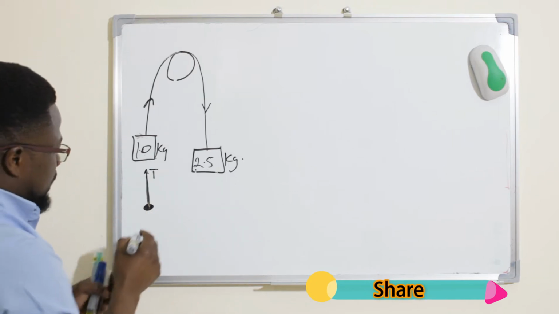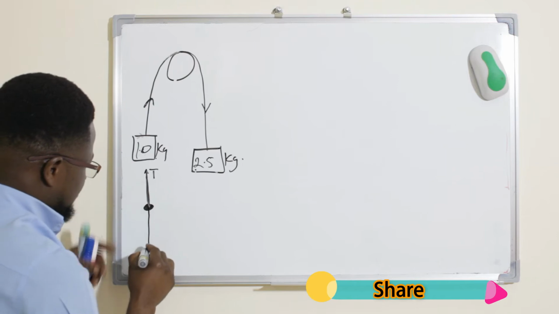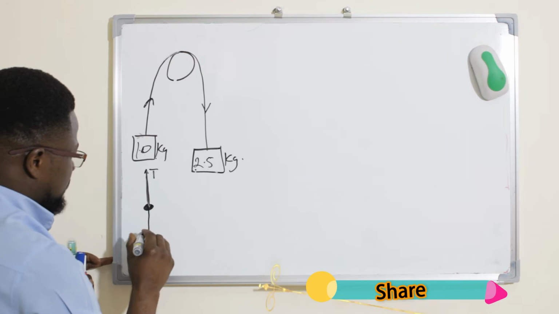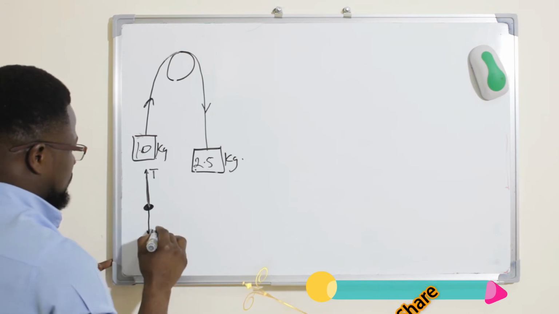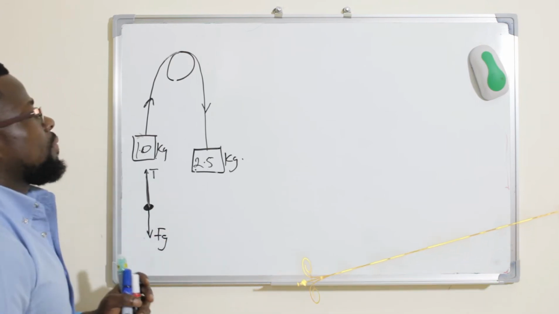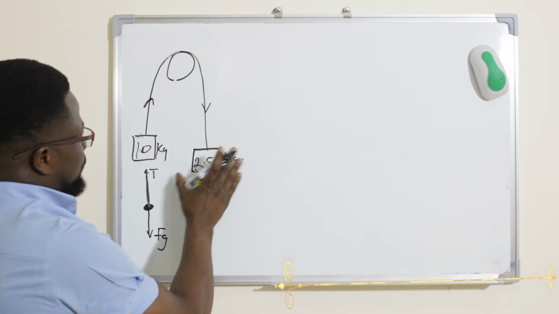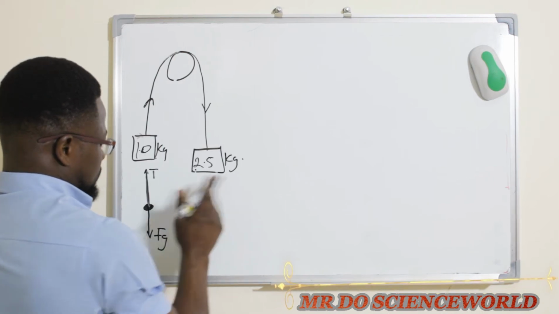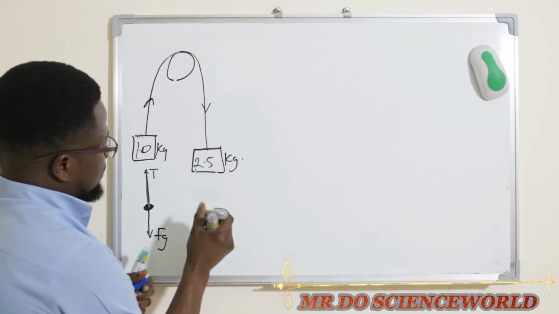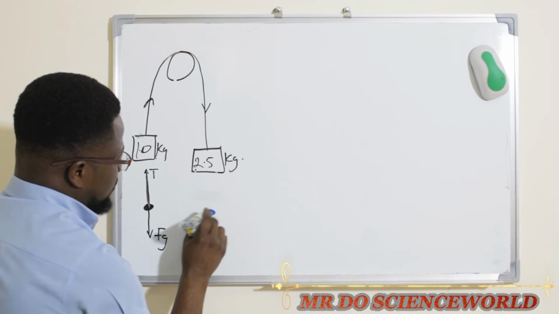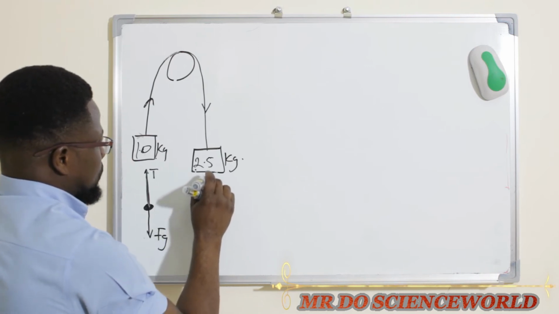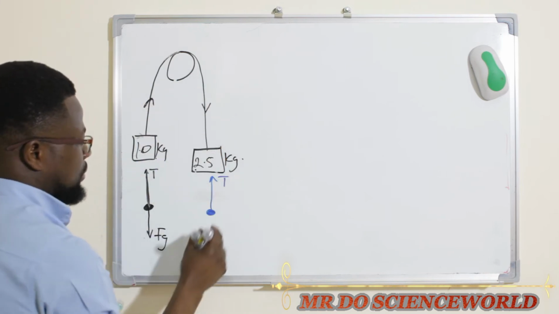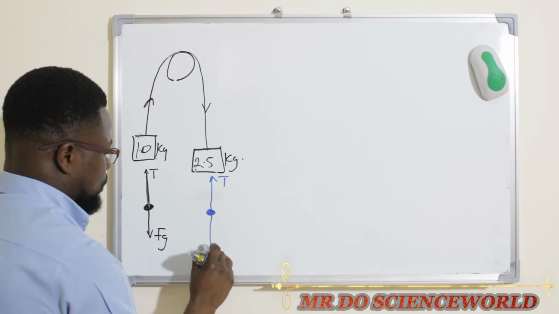And we can also see that there is a weight because it has mass. So there is weight. And we can do the same thing for this. We can also see that if I look at that, there are two forces acting. We also have the tension again, and we have the weight.